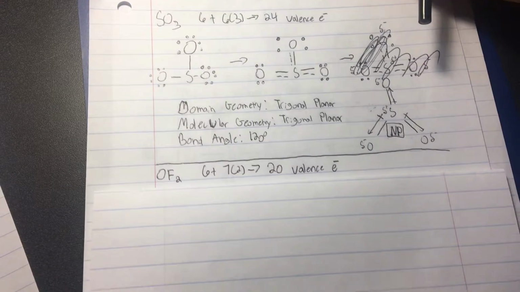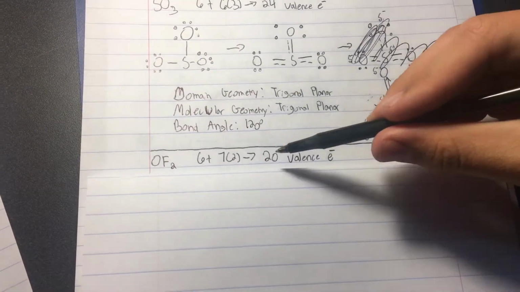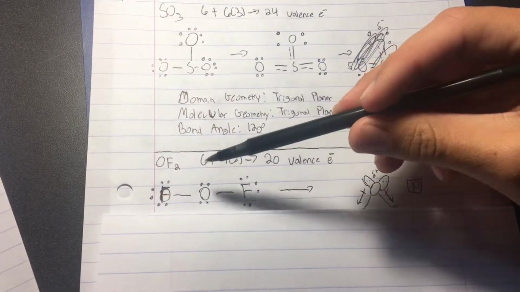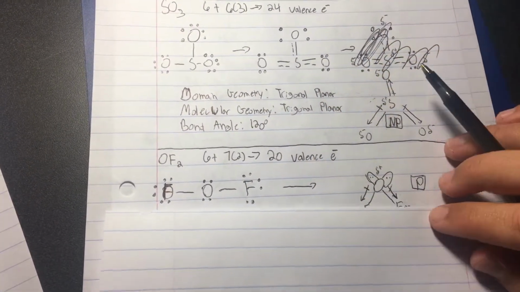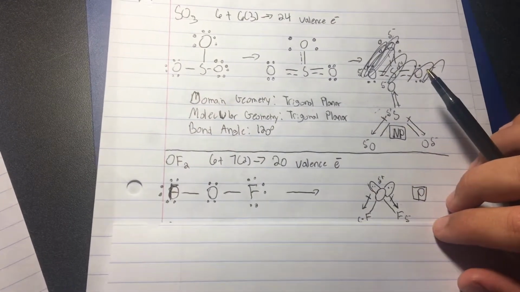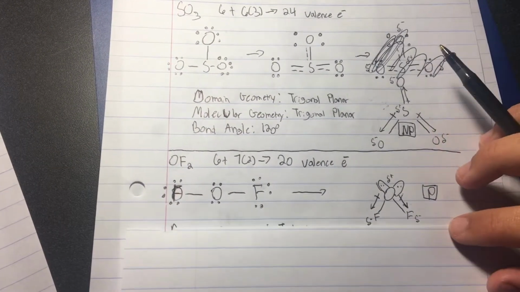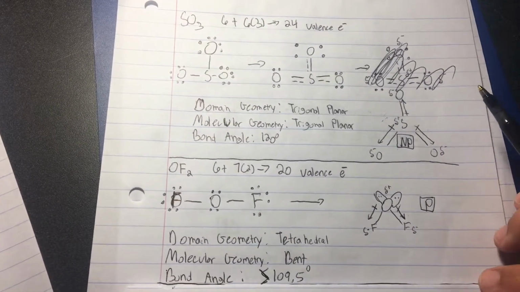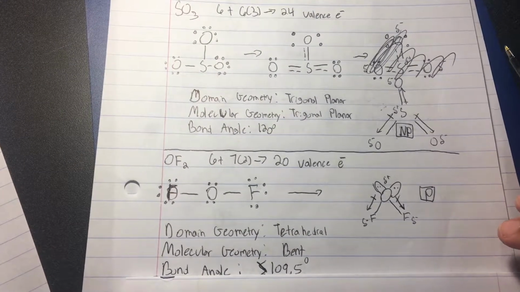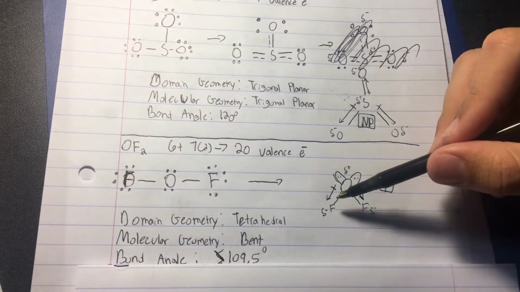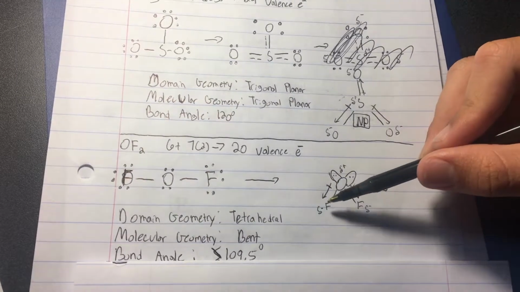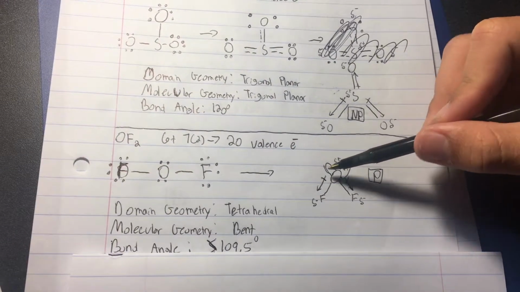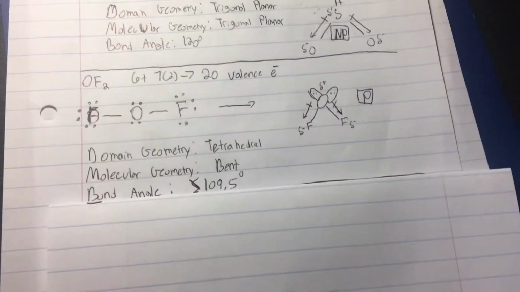Next up, we have oxygen difluoride. Oxygen difluoride has 20 valence electrons, and this is what its Lewis structure looks like. Now don't be fooled, you might think this is a linear molecule, but it's not. It's actually a bent molecule. Because its domain geometry is tetrahedral, its molecular geometry is bent, thus leaving a bond angle of a little bit less than 109.5 degrees. There is a partial positive charge on oxygen, a partial negative charge on each fluorine atom, thus making it a polar molecule because of the two non-bonding pairs of electrons.